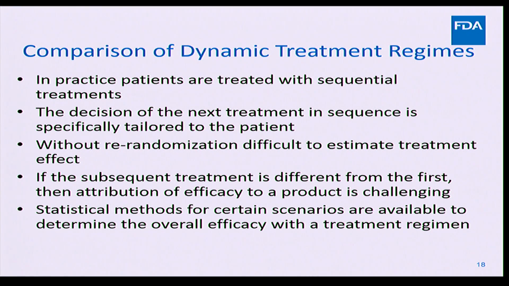If the subsequent treatment is different from the first, then attribution of efficacy to a product is challenging. So this is a regulatory challenge. For the approval of a product, you need to show that there is an effect. But if you subsequently have another new treatment, and then you see a survival advantage or even a PFS advantage, can you attribute that to the first drug or to the second drug? Statistical methods for certain scenarios are available to determine the overall efficacy of a treatment regimen. I think this is where we'll be moving further, in my opinion. These dynamic treatment regimes are the ones where we need to pay more attention, studies need to be done, and we have to come up with a regulatory pathway for how we can isolate the effect of each of these treatments.